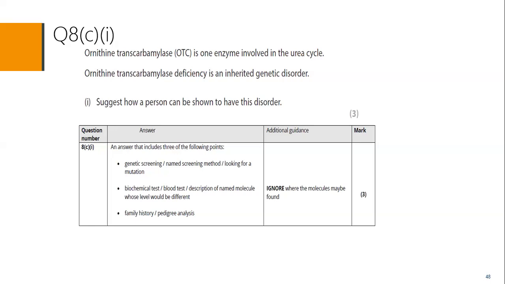So they're given some information about an enzyme. They should know about the urea cycle. They're given some information about a deficiency. Suggest how a person can be shown to have this disorder. So it's actually about the tests that can be done to show that a person has this disorder using the information that they've given.